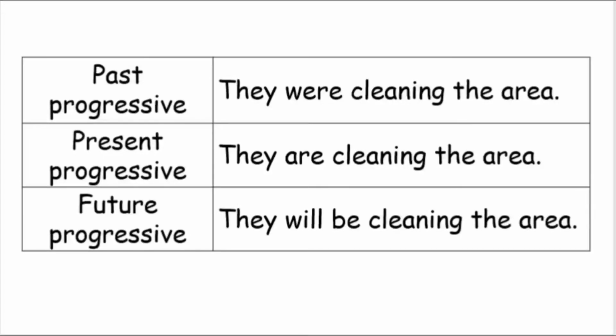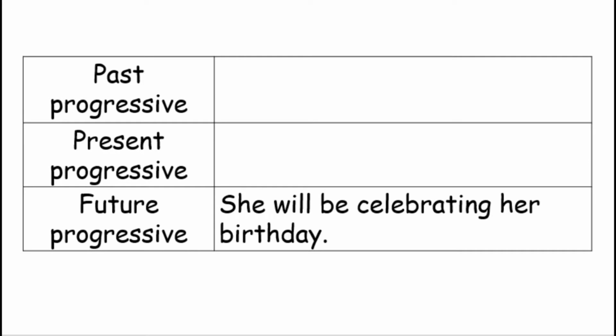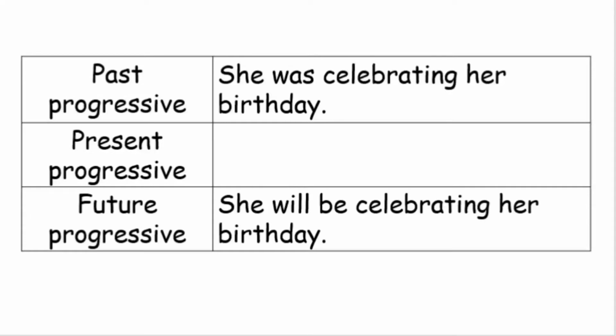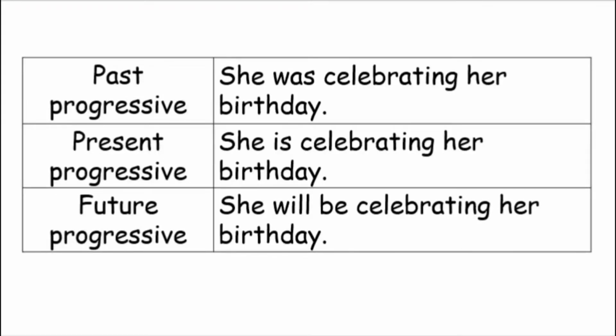Here is the sample of future progressive. She will be celebrating her birthday. Pause for a while and give your answer for past and present progressive. For past progressive, she was celebrating her birthday. And the present progressive, she is celebrating her birthday. Good job, kids! You know already the past, present, and future progressive tense of verbs.